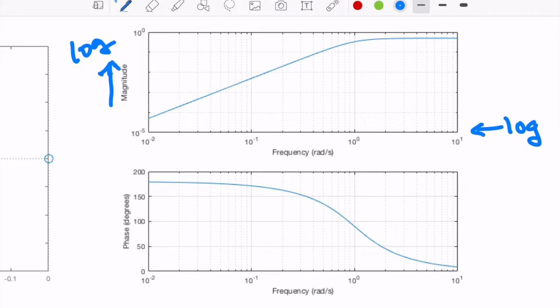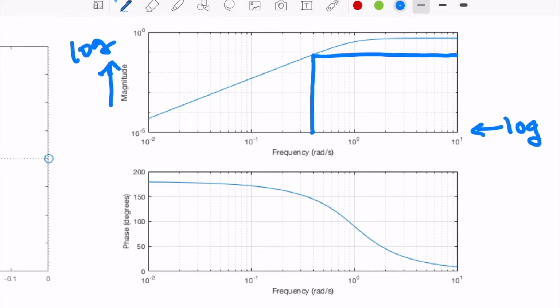So now let me do a harder one. Let's do 4 times 10 to the minus 1. So what is the magnitude at 0.4 radians per second? I first have to find it. Here's 1, 2, 3, 4. This is where people mess up. 1, 2, 3, 4. Go up. Go over.